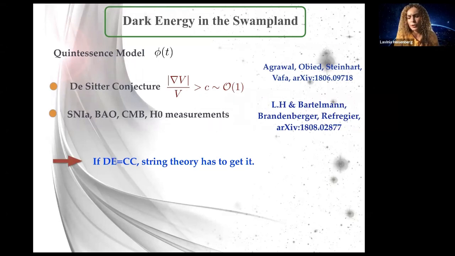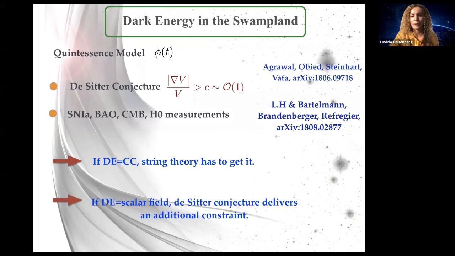So if dark energy is the cosmological constant, and if the observations really do not see any indication away from the cosmological constant, then string theory has to work way harder to get it more naturally. If you want, you would be pushing string theory into an uncomfortable corner. Or if dark energy is a scalar field, then the de Sitter conjecture can be used to have additional constraints in order to constrain even further your dark energy model.